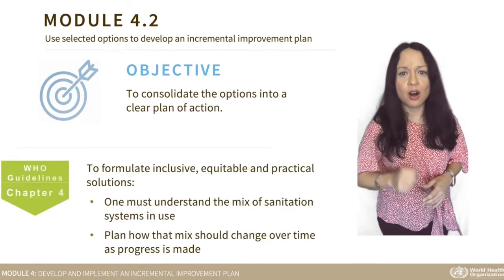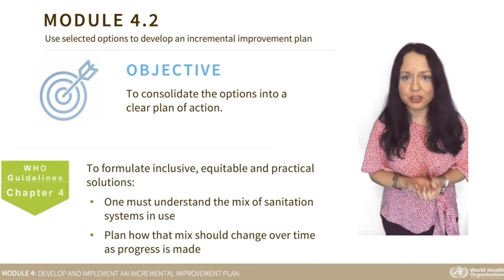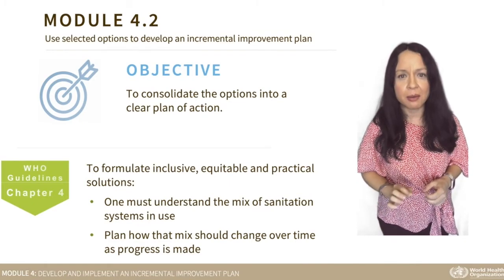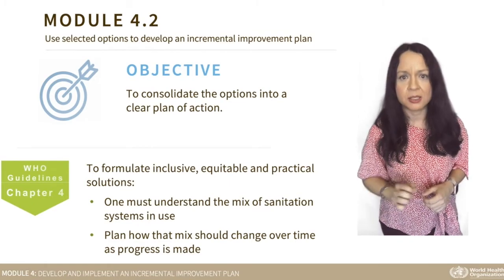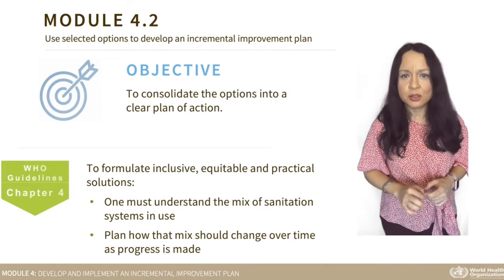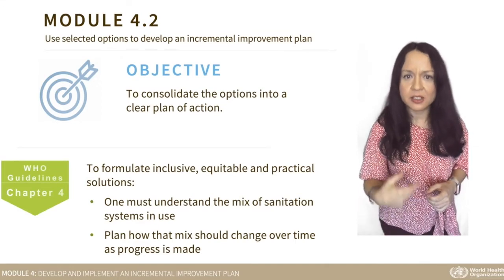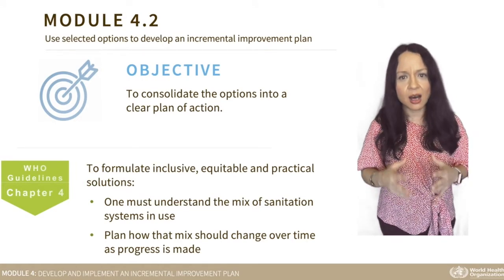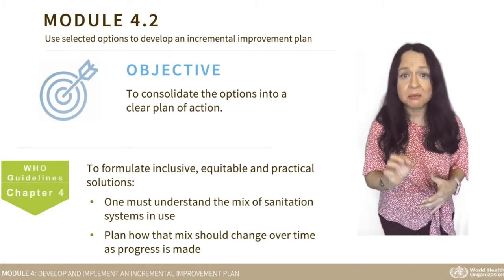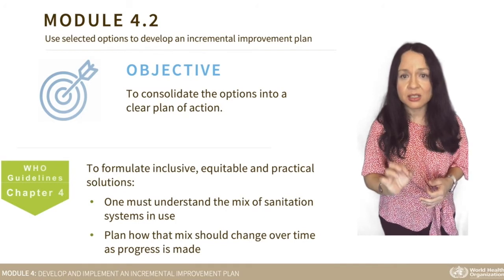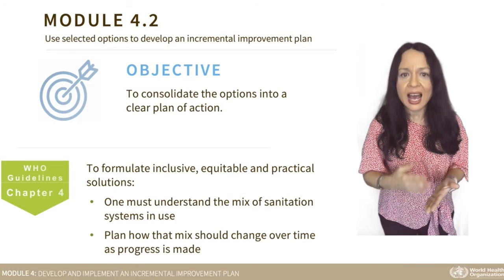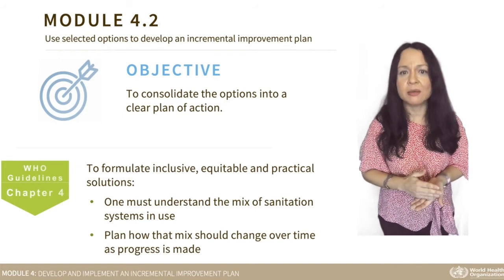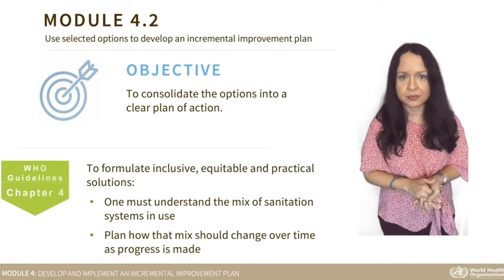Chapter 4 of the 2018 WHO Guidelines offers an interesting piece of information about planning sanitation systems. It indicates that to formulate inclusive, equitable, and practical solutions, it is essential to understand the existing mix of sanitation systems in use and to plan how that mix should change over time as progress is made.